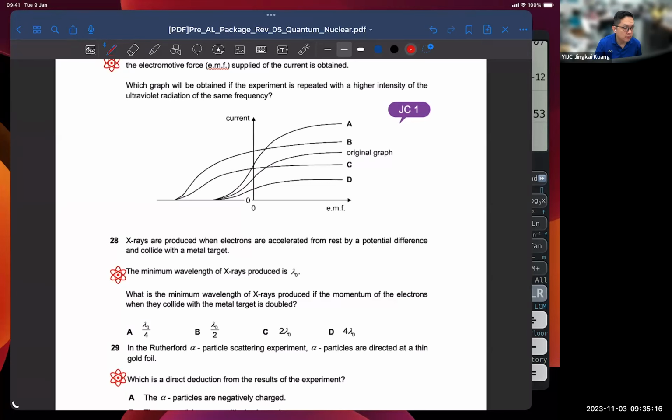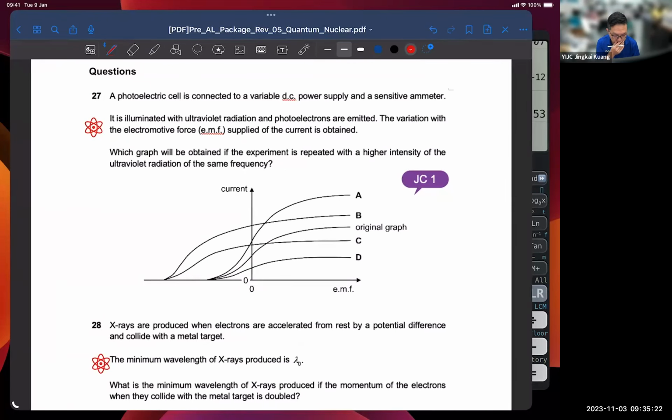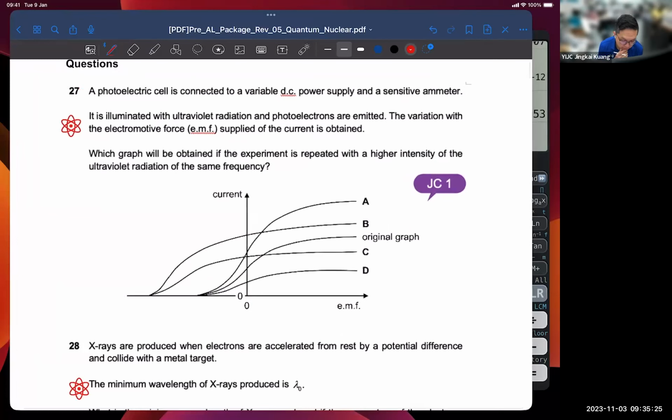Yeah. Okay, let's start. All right, so let's look at question 27. This one I think I never give the answer for, but it's okay lah, not too difficult. So we talk about photoelectric effect, right?